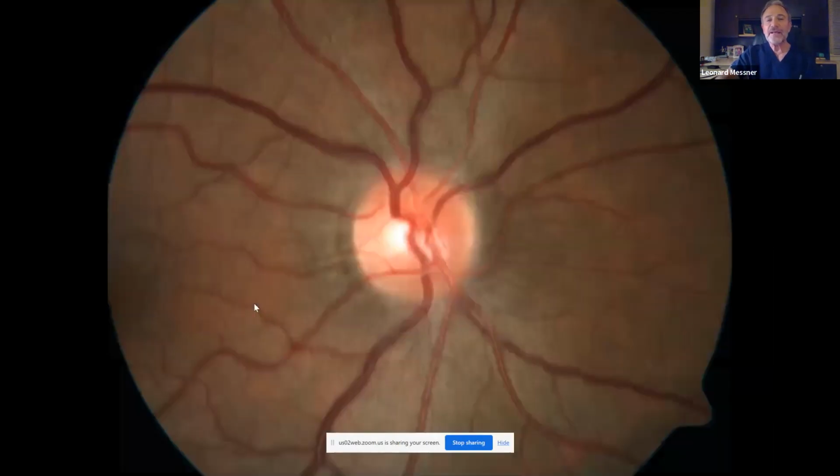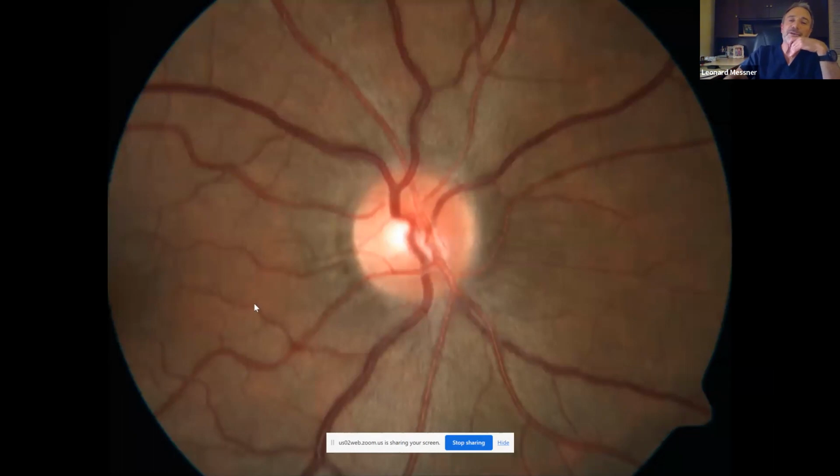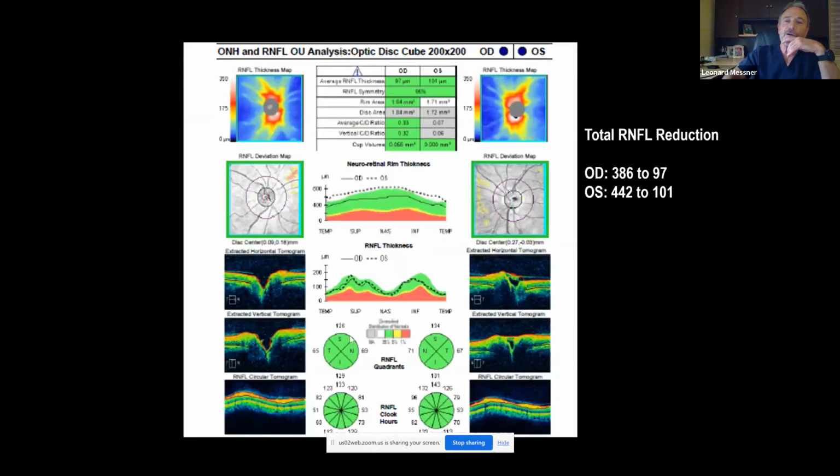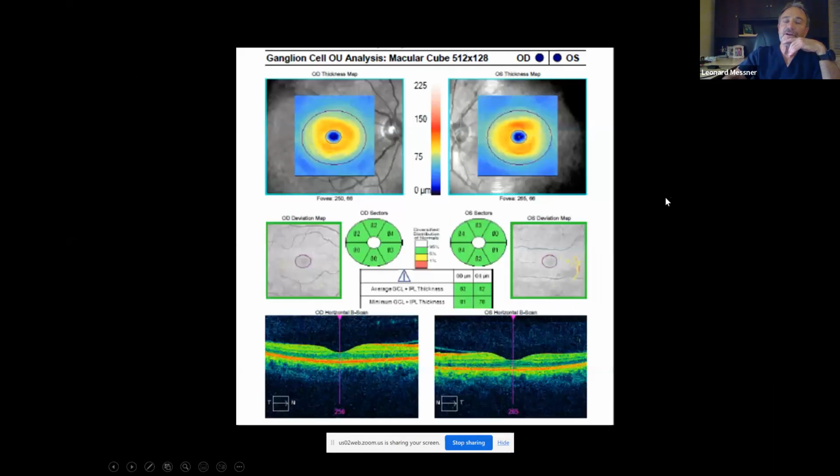She's headache free. And you can see that there's pretty much a normal appearance of the optic nerve in the right eye, normal appearance of the optic nerve in the left eye, nice pink appearing optic nerves. We can see that her nerve fiber layer thickness has gone from 386 to 97 in the right eye, 442 to 101 in the left eye.